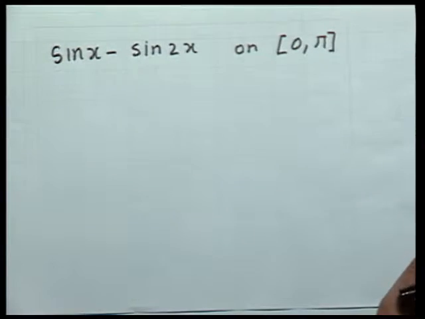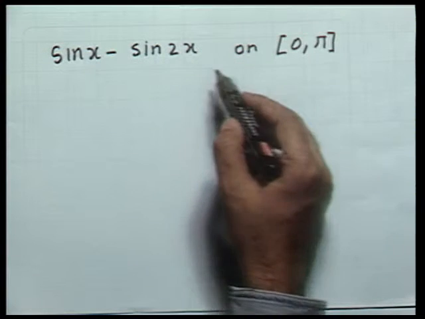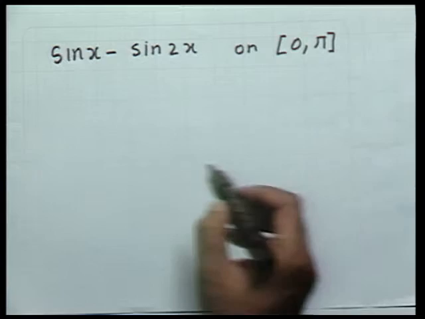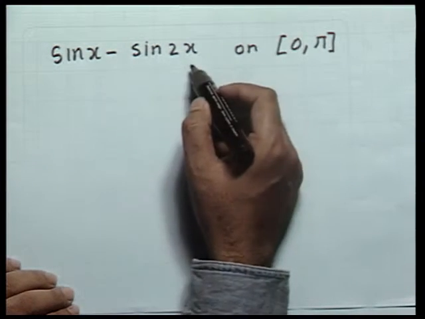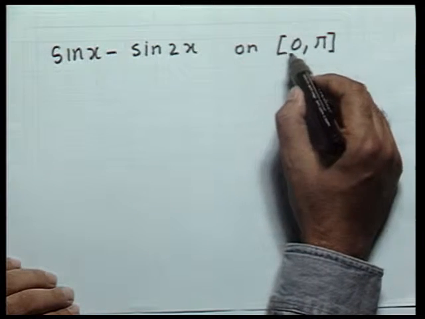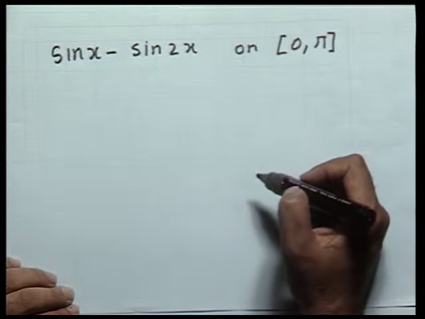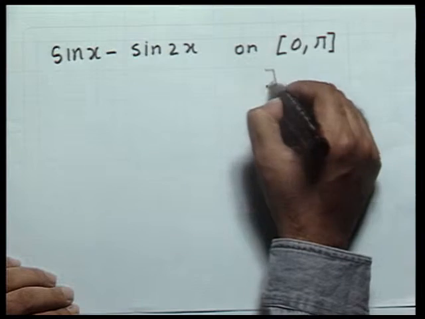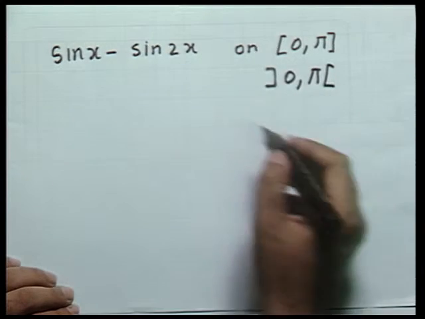I have to apply Rolle's theorem to this problem. I have given a function, namely sin x minus sin 2x on the closed interval 0 to pi. Let me first verify if Rolle's theorem is applicable over here. Certainly sin x minus sin 2x is continuous in the interval 0 pi closed on both sides. In fact, it is continuous on the whole real line. Also, this is differentiable on the open interval 0 pi. In fact, it is differentiable on the whole real line.